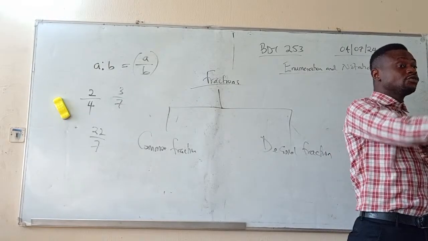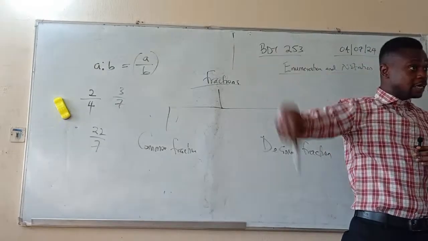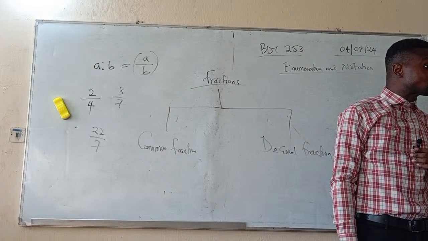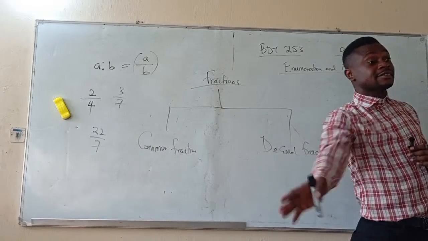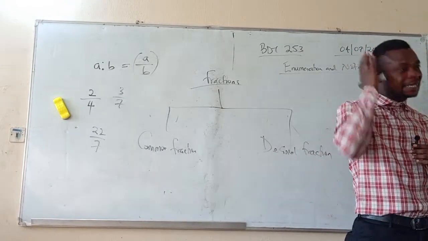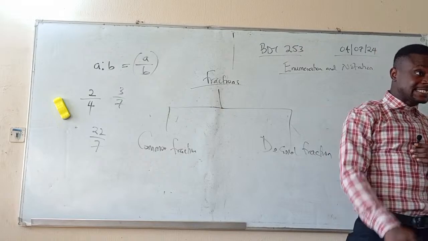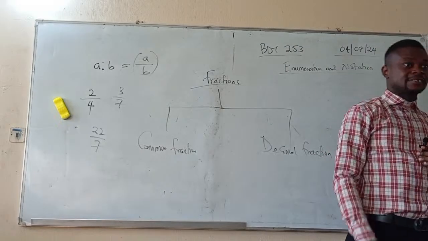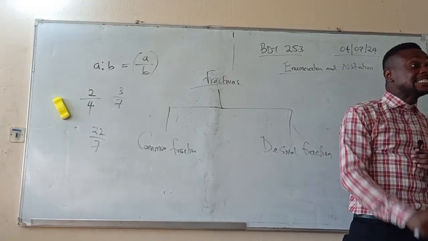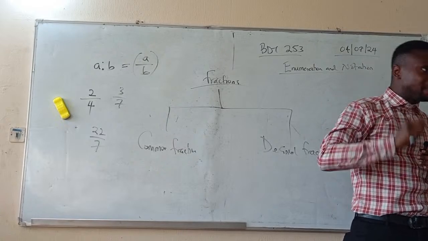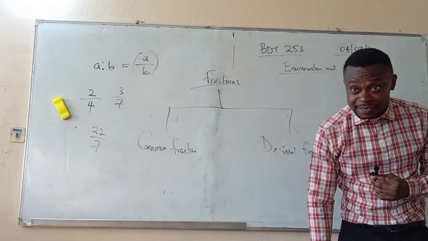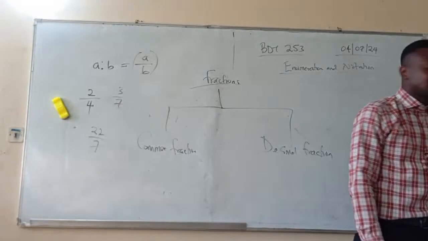Okay. If you have 2, after some time 2 will occur again. Didn't 2 repeat itself somewhere? But does it have a pattern? No, sir. So if you divide it and it has a pattern, then it is a rational number. But if it doesn't have a pattern, it's not a rational number.